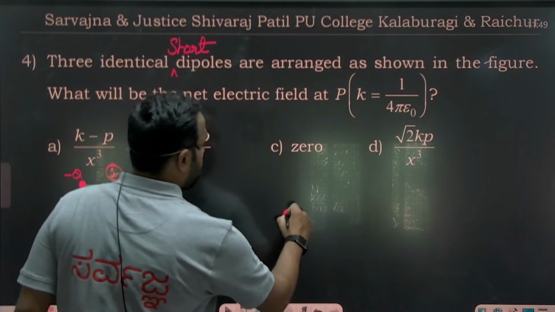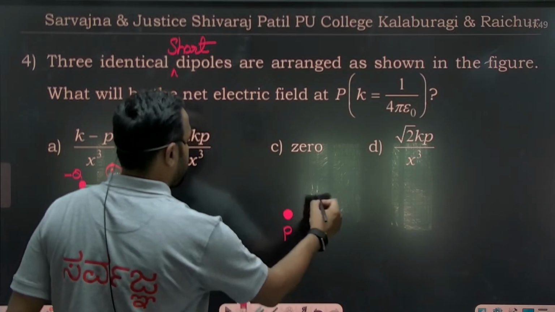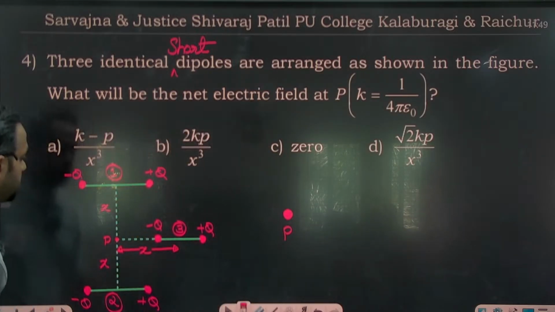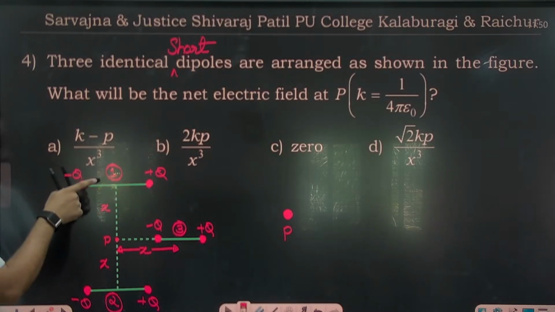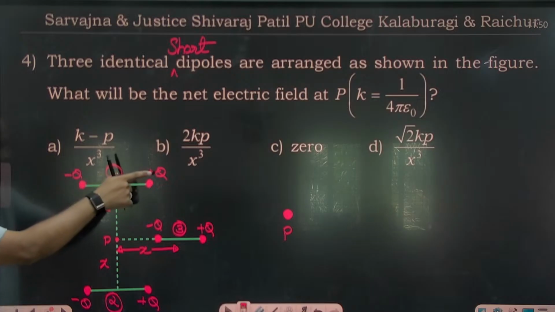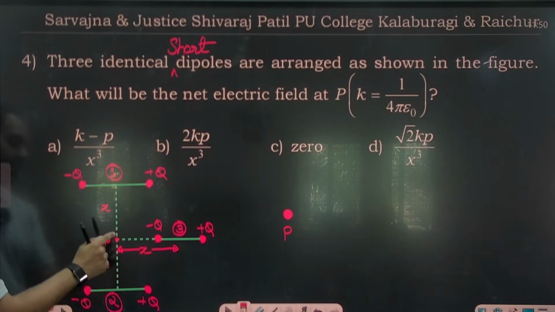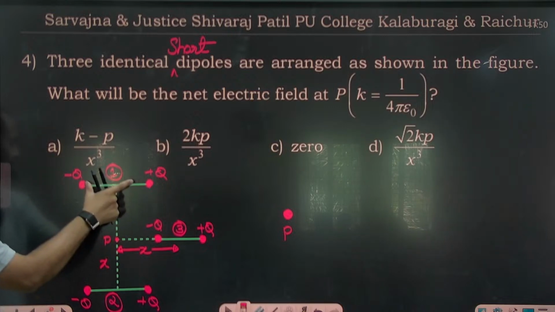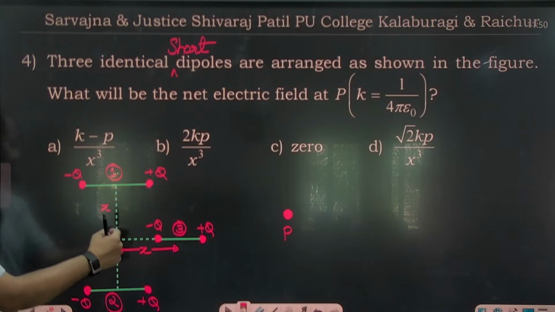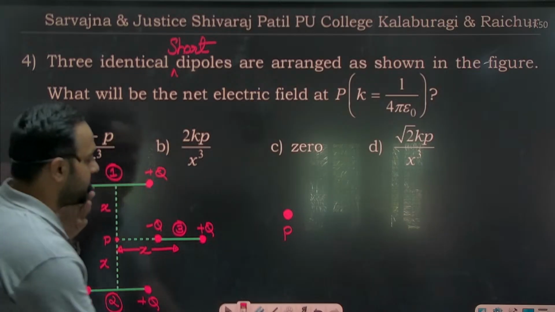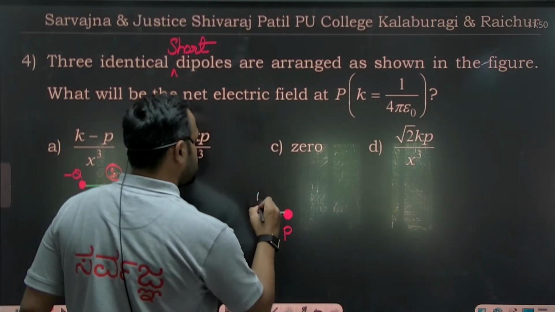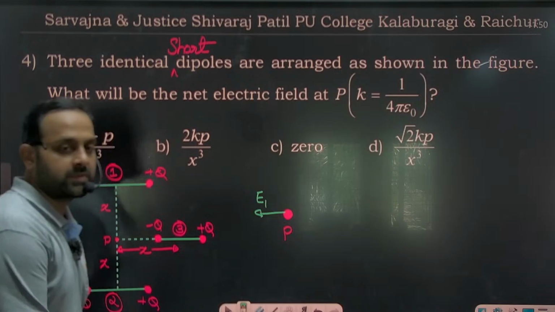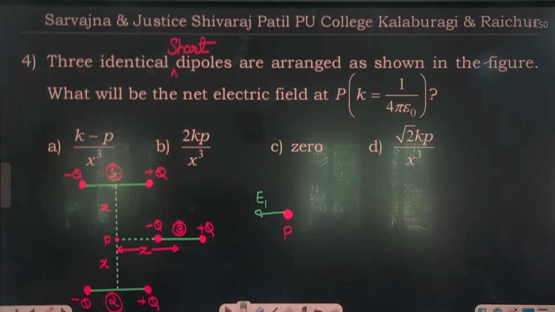At point P, first of all, what is the direction of the dipole moment of dipole 1? Towards right. Yes. So then on the equatorial point, what will be the direction of the electric field because of this? It will be opposite to the dipole moment. It will be towards left. So at this point, the electric field because of 1 will be left. So shall I write this as E1? Yes, it is the electric field because of dipole number 1.